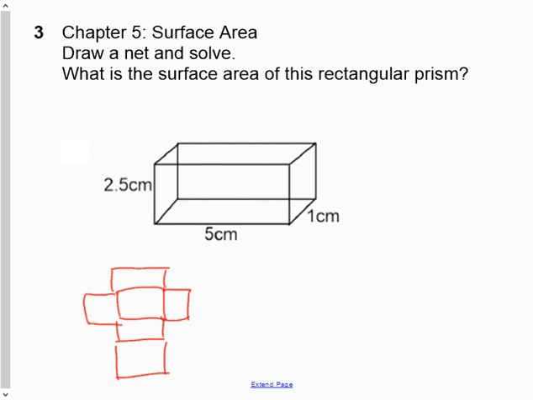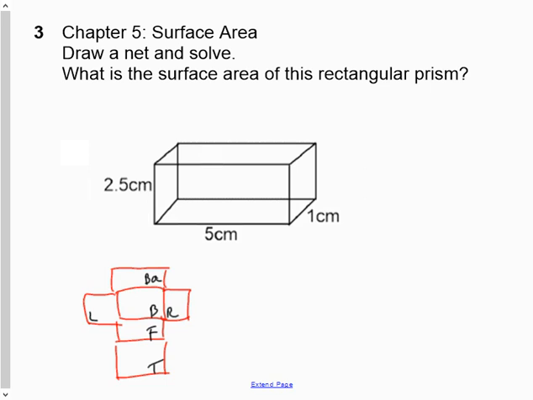And if we label this one, and I'll just use B for bottom, this will be T for top, this will be F for front, and this will be BA for back. This will be left, and this will be right. We have our net kind of set up so that we have all of the faces here.